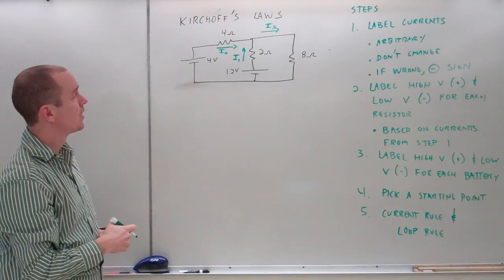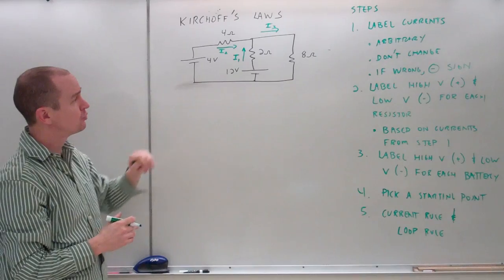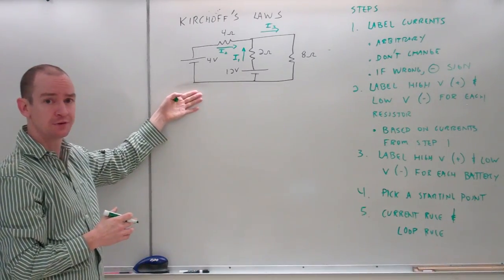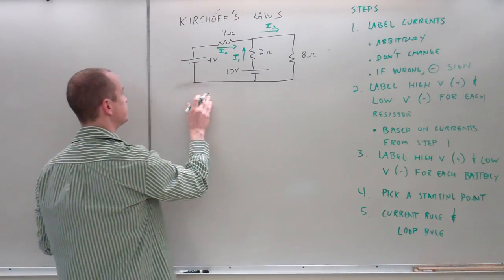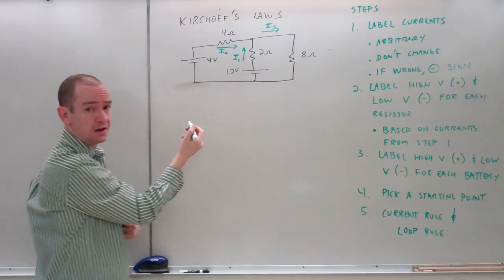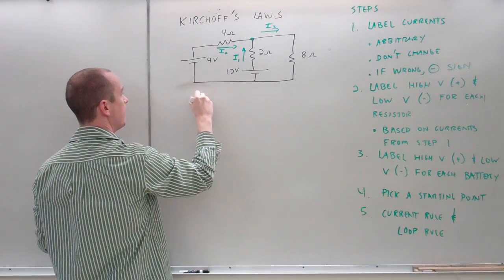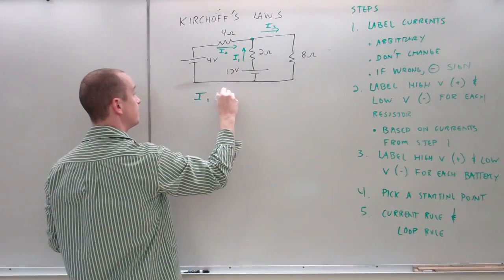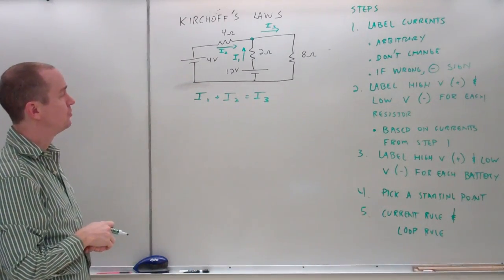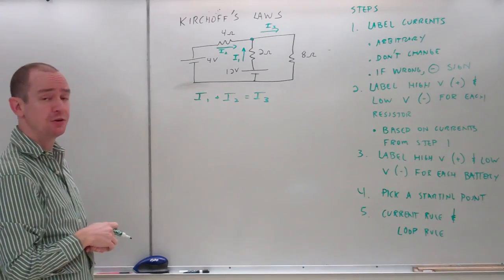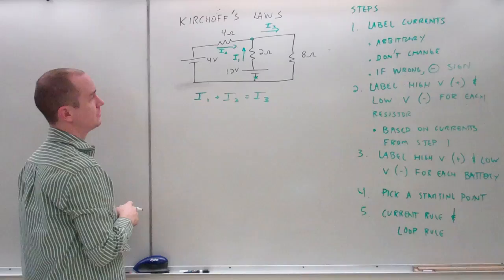We'll find out. What I'd like you to do is try writing the junction rules and the loop rules that are appropriate for this. I'm going to use the junction rule. I pick this junction. I1 plus I2 equals I3. I'm going to use the loop rule now. I'll pick here as my starting place.